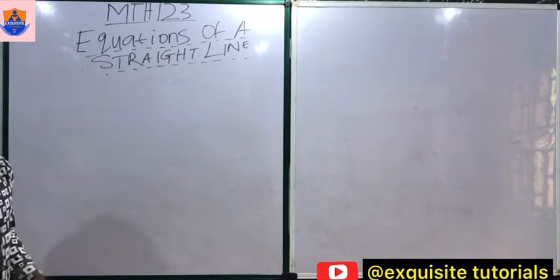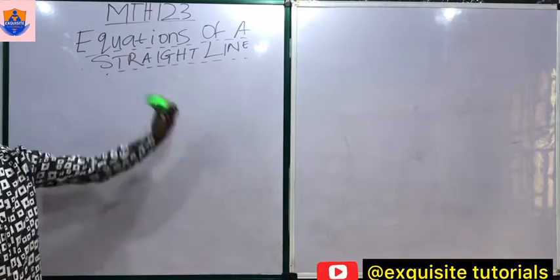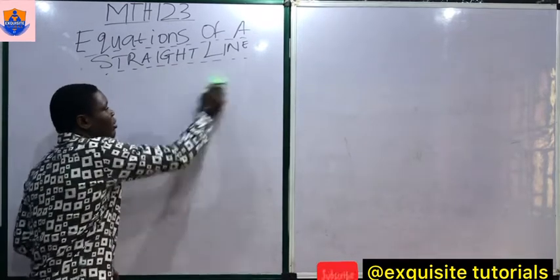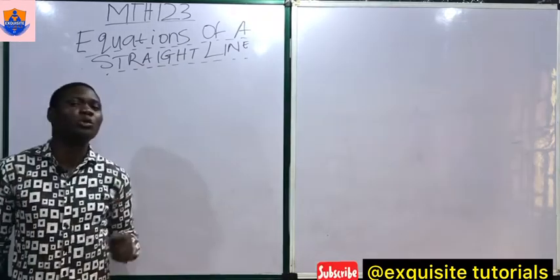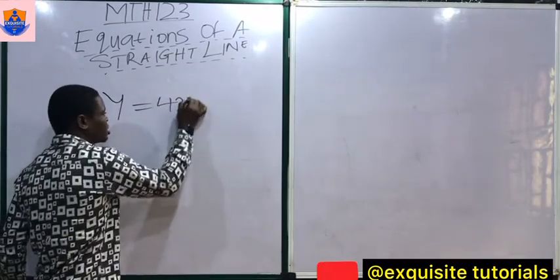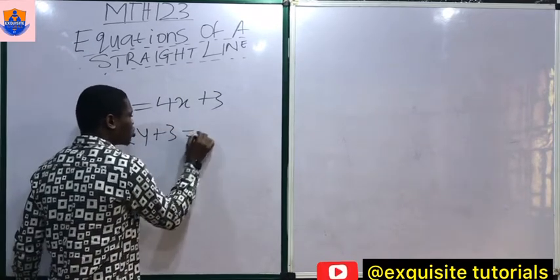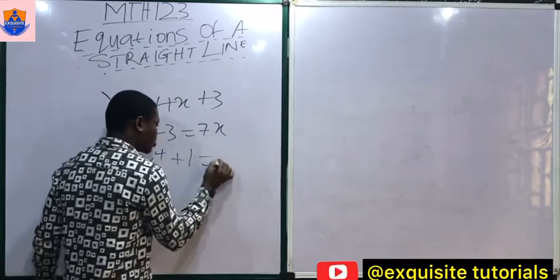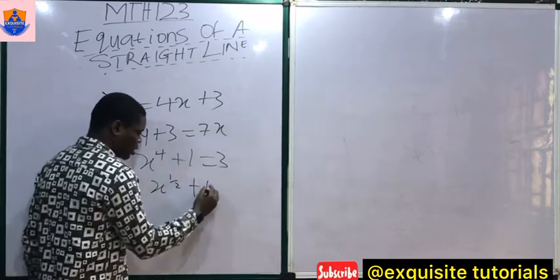Now, the first thing you must know is what a straight line is before you start talking about the equations. A straight line is a line in which the power of the unknown variable is 1. Now, if we have y equals 4x plus 3, and we have 2y plus 3 equals 7x, and we have x raised to power 4 plus 1 equals 3, and we have x raised to power 1 over 2 plus 1 equals 4.